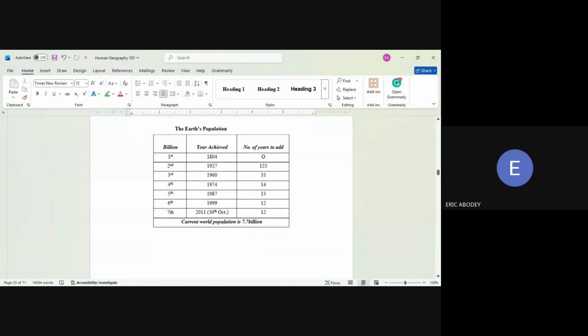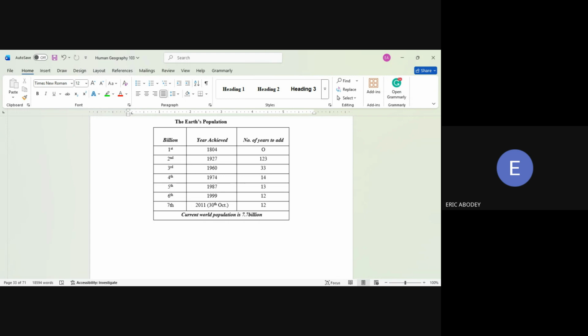Now look at the table here. The first column talks about the size of the population. The second one talks about the year that the population was achieved, and then the difference between the years. So the world recorded its first 1 billion in 1804. Now, from 1804 to 1927, when the world recorded its second billion, it took us 123 years.